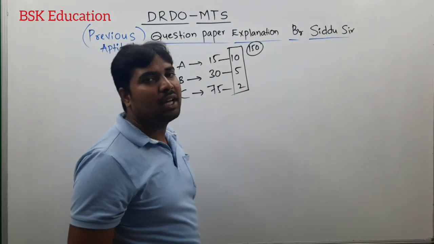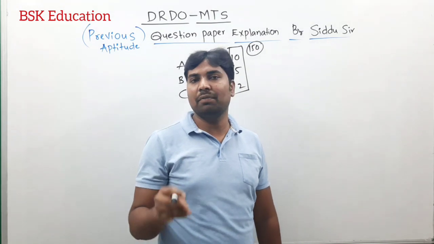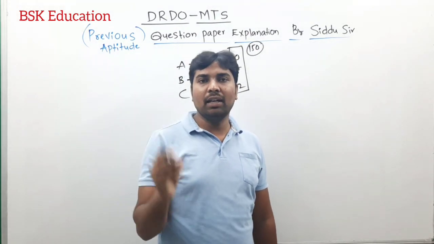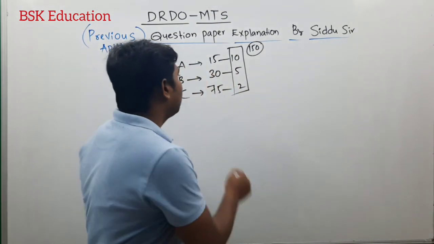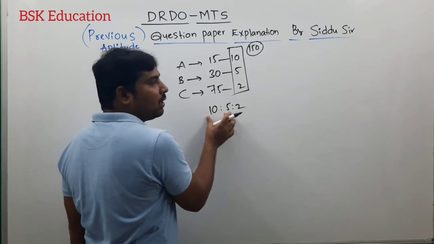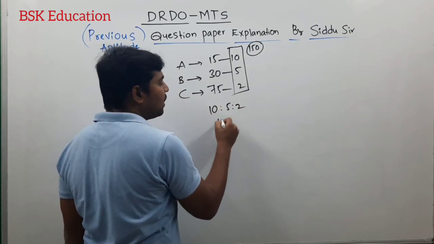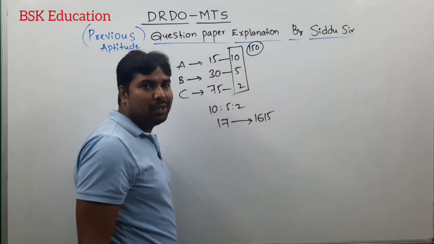Actually, the wages are calculated by the efficiency only, not by the time period. So 10 is to 5 is to 2. That means 10 plus 5 plus 2 is nothing but 17. 17 parts is equal to the 1615.